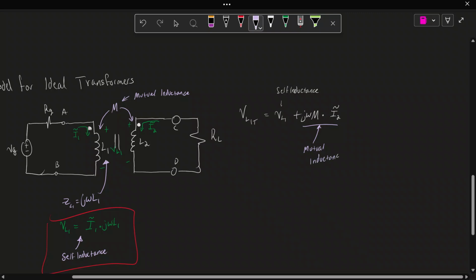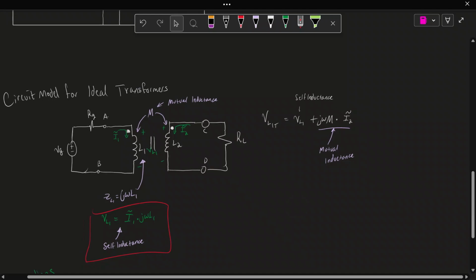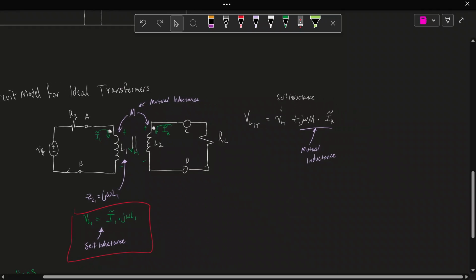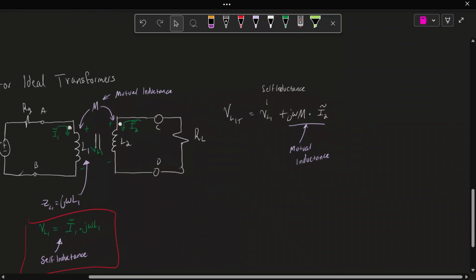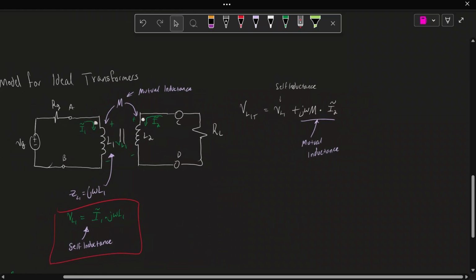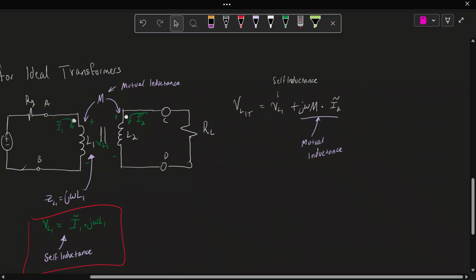I can go through the time domain in a different video, but using the phasor domain for this makes it much easier than doing it in the time domain, because you have to worry about derivatives. I recommend not doing that unless you really want to get into the nitty gritty of it and understand how this works. Just do phasor domain. It makes it much easier, especially since we're dealing with inductances. Okay, so we have a mutual inductance.